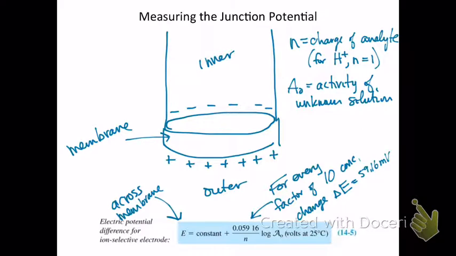So we're looking for these values, and we can solve then for the electric potential across that, or, in the case where we're using the ion selective electrode to measure concentration, we can measure the potential, and then via this equation we can solve for activity and back calculate our concentration.